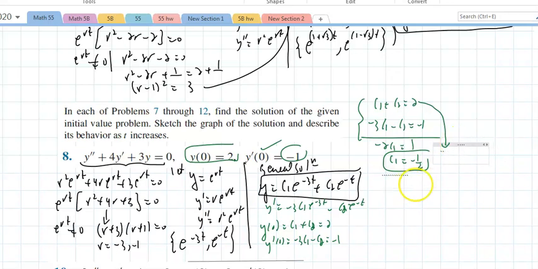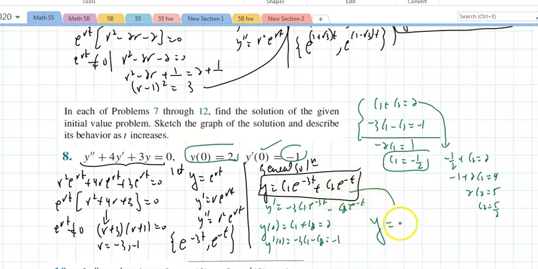And now if I go to equation 1, I'll get negative 1/2 plus c2 equal 2. Negative 1 plus 2c2 equal 4. 2c2 equal 5. c2 equal 5/2. So y equals negative 1/2 e to the negative 3t plus 5/2 e to the negative t would be the solution to this differential equation.